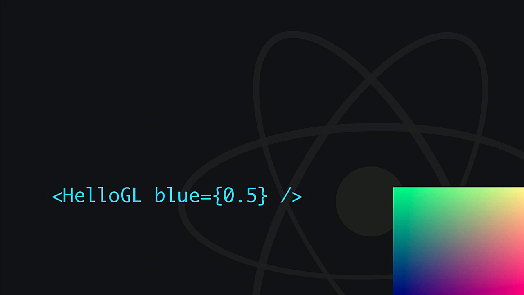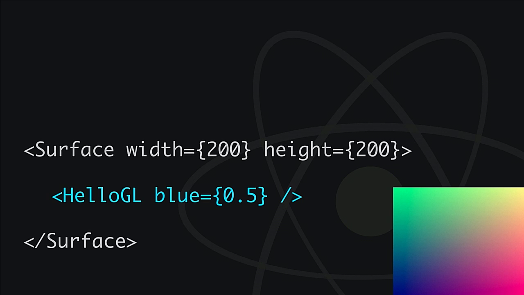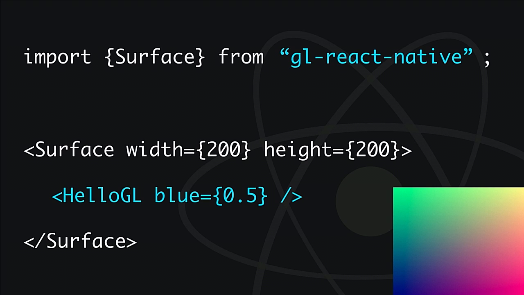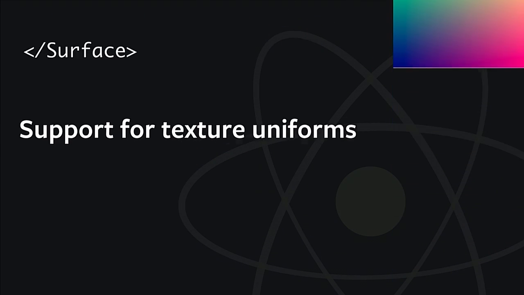And actually, to get a real rendering, you need to put that in a surface, where you give a width and height. And surface can be imported from GL React Native or GL React DOM. So this is where you have our 3 libraries. What you put inside the surface is universal, and surface is contextualizing to either the DOM implementation or the native implementation.